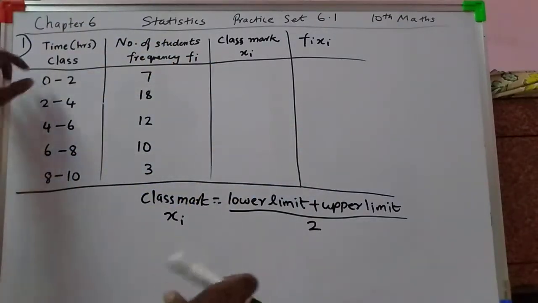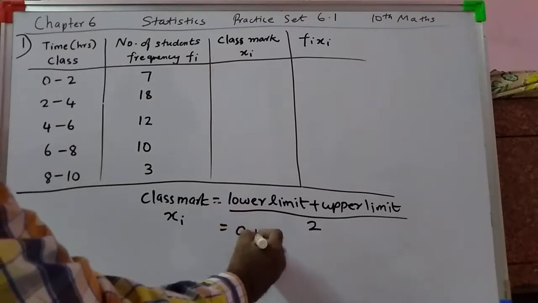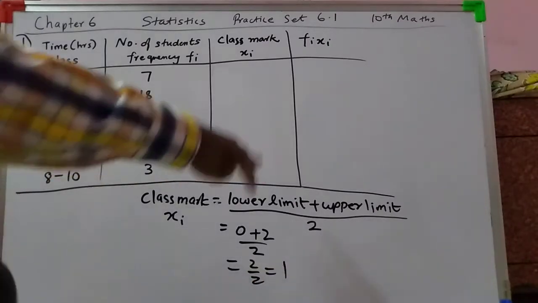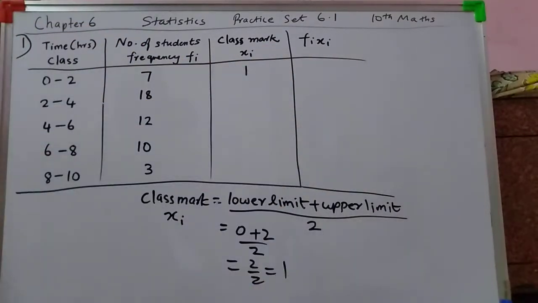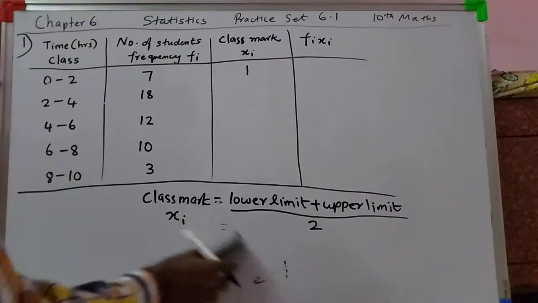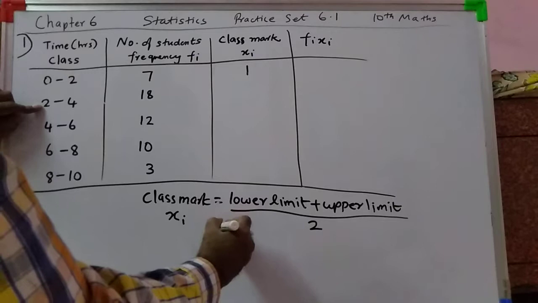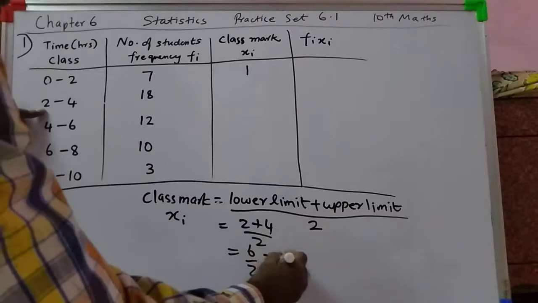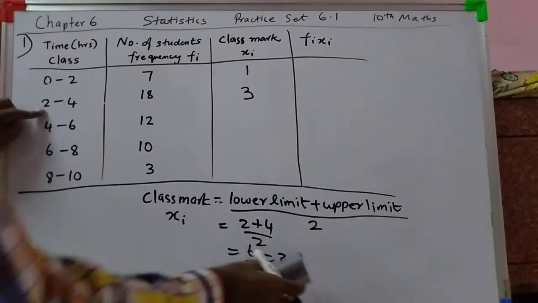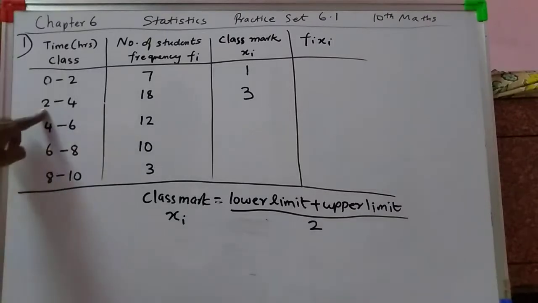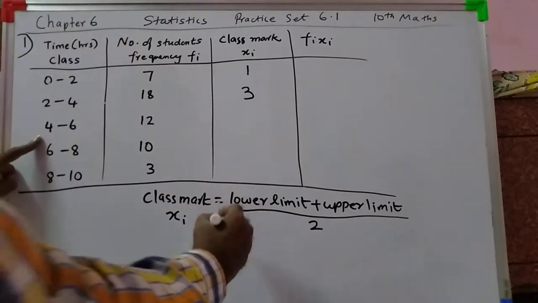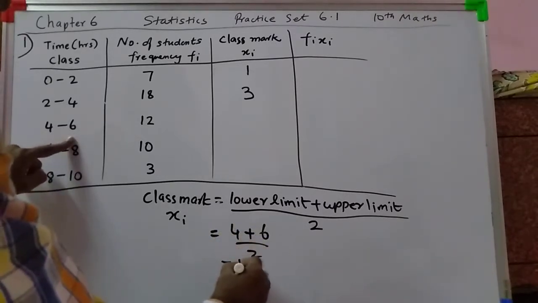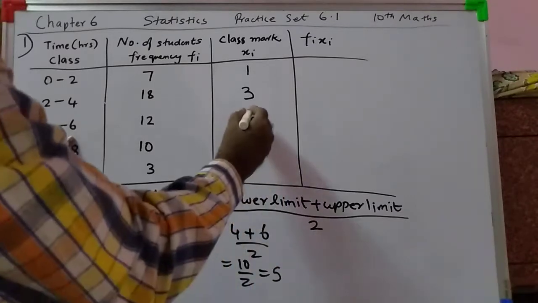So that is equal to 0 plus 2 divided by 2, 2 by 2, that is 1. That we will write in here. I'll take this value, 2 plus 4 divided by 2, 6 by 2, that is 3. Now this one is equal to 4 plus 6 divided by 2, 10 by 2, that is 5. Write 5 here.